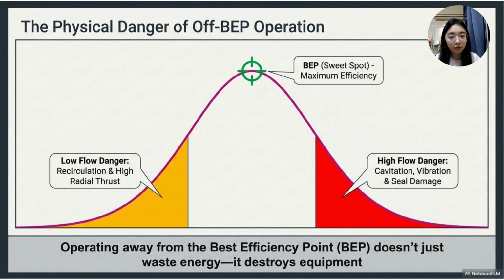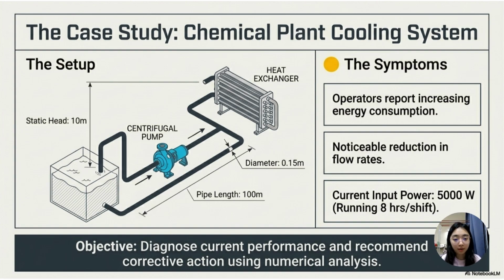This slide illustrates why operating away from the best efficiency point is dangerous. At the BEP, the pump operates with maximum efficiency, minimum vibration, and the lowest energy consumption. If the operating point shifts to either the left or right of the BEP, hydraulic losses increase. As a result, the pump experiences higher vibration, bearing stress, seal damage, cavitation risk, and unnecessary power consumption. Therefore, one of the primary objectives of our application is to determine the operating point and evaluate how far it deviates from the BEP.